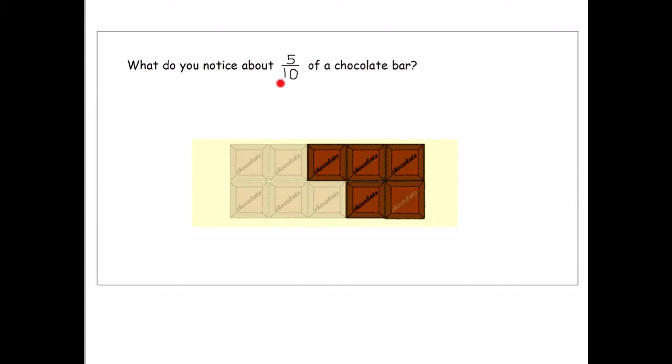What do you notice about 5/10 of a chocolate bar? 5/10, so we have 10 pieces originally, but there are only 5 of them left. So hopefully you have noticed that that is a half. So 5/10 is the exact same in size as 1/2.